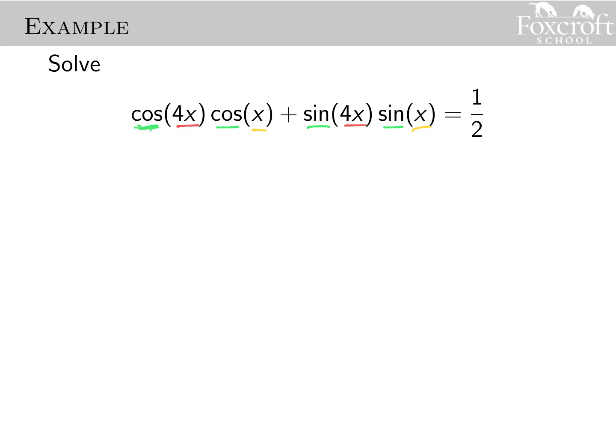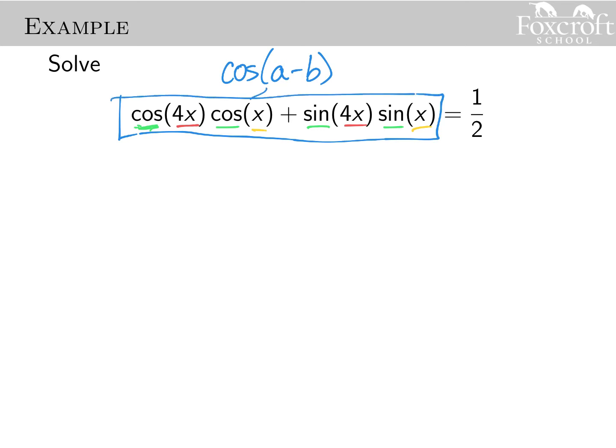If you look at those identities, cosine of a minus b follows the exact same pattern. We have cosine of the first angle times cosine of the second angle, and then we add sine of the first angle times sine of the second angle. So this whole left-hand side follows the same pattern as cosine of a minus b. So we're going to rewrite the left-hand side as cosine. The first angle is 4x. The second angle is x.